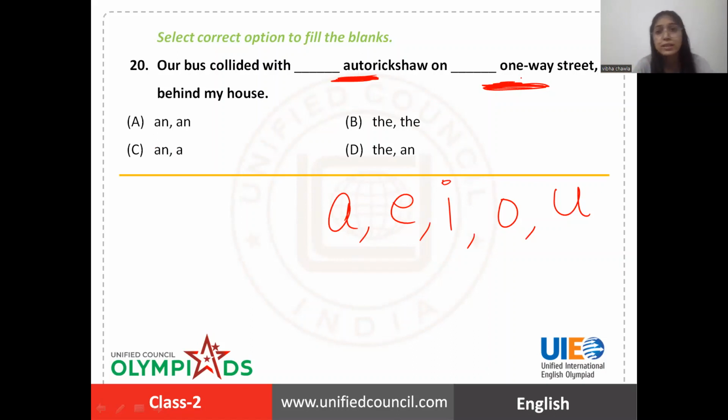Okay, I'm reiterating this thing because it's important. You have to focus on the sound only. An, a, vowel sound. One, no doubt the letter is O, but it doesn't mean you will write an. No, it will be a, because the sound is a consonant one. One, the wo sound is a consonant, so that's why a. One bus collided with an auto rickshaw on a one-way street behind my house. The right answer is option C here.